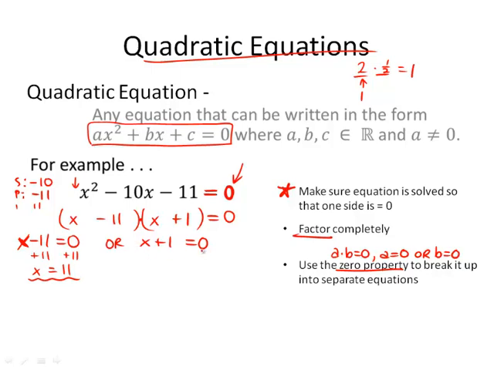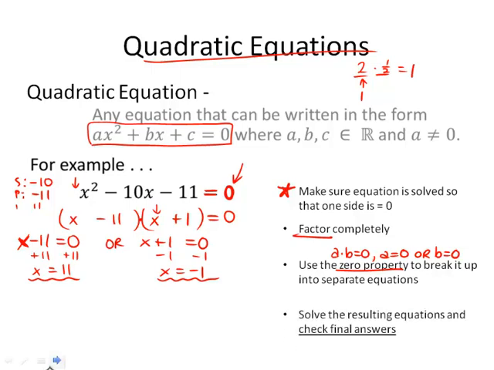What do we get from the next bracket? x plus 1 equals 0, so minus 1 from both sides, you get x equals negative 1. Same thing. If you stuck a negative 1 in, you'd have 0 times negative 12 would also give you 0. So we've found two answers, x equals 11 or negative 1.